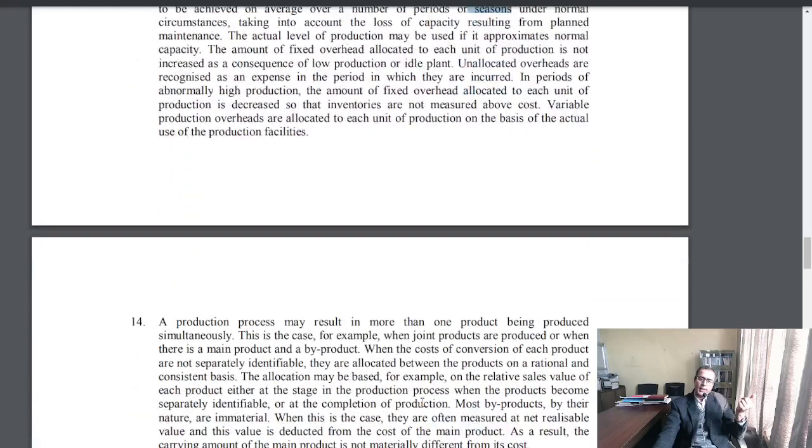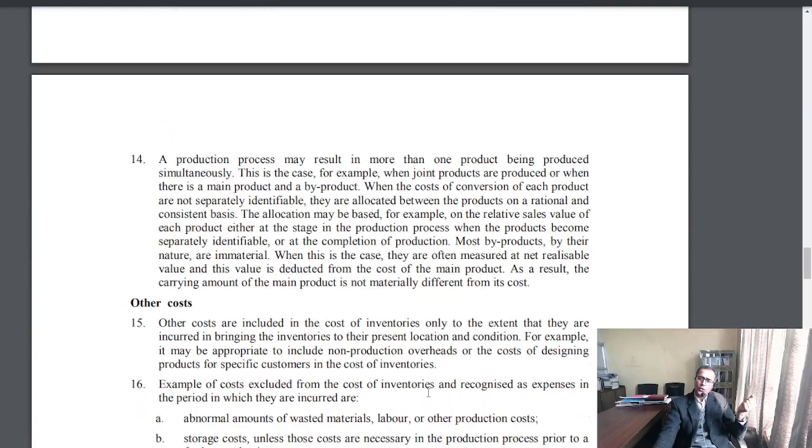Okay. Then other costs could be, friends, the cost of inventories, only to the extent that they are incurred in bringing the inventory to your present location, as I discussed earlier. It may be appropriate to include the non production overhead cost of designing products for a specific customer in the cost of inventories.